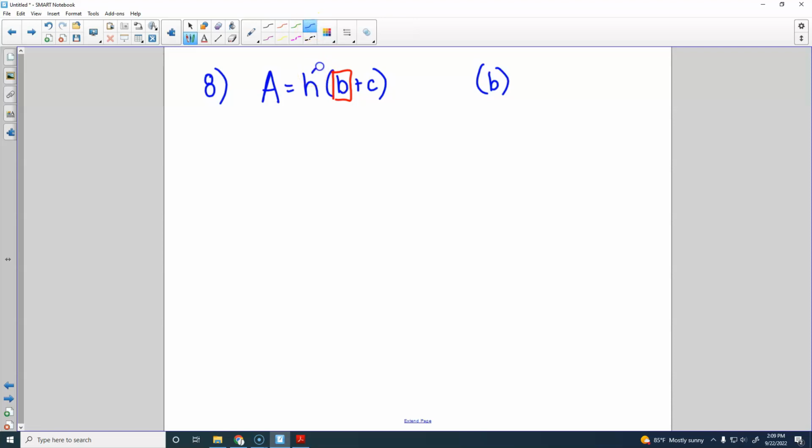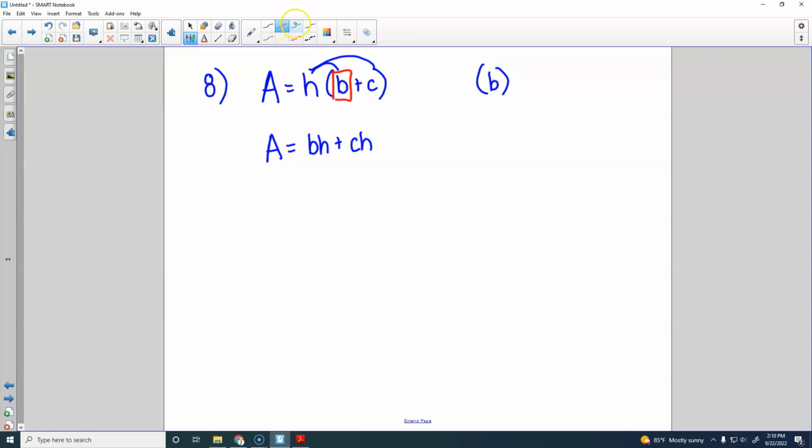Distribute, okay? So I'm going to distribute this H right here. So I've got A equals, I'm just going to call this BH plus CH. Or if you call it HB and HC, that's fine also. A lot of answer keys will put things in alphabetical order whenever you've got letters. But we can't actually multiply them together, but if we write them next to each other, it means that they're multiplied.